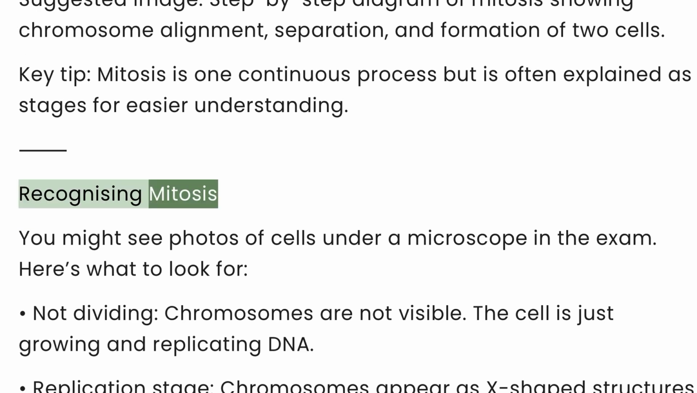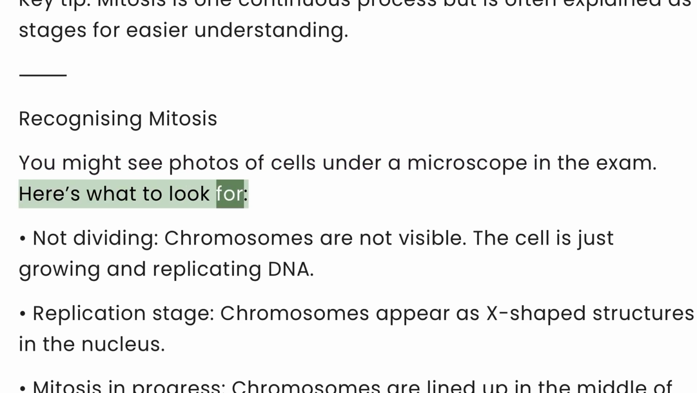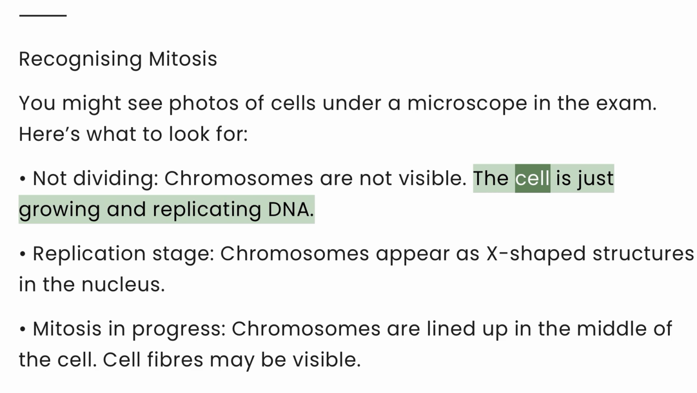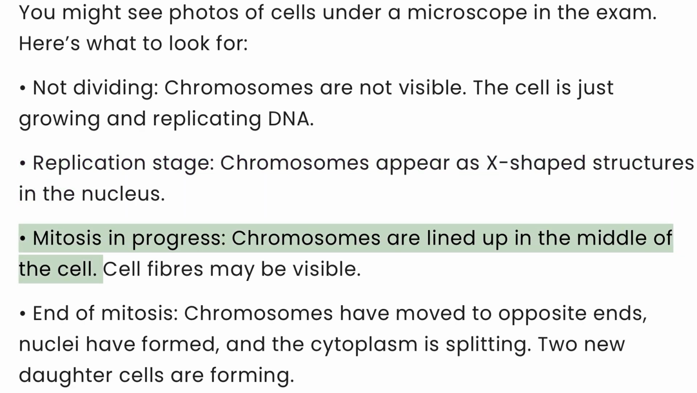Recognizing mitosis. You might see photos of cells under a microscope in the exam. Here's what to look for. Not dividing: chromosomes are not visible. The cell is just growing and replicating DNA. Replication stage: chromosomes appear as X-shaped structures in the nucleus.